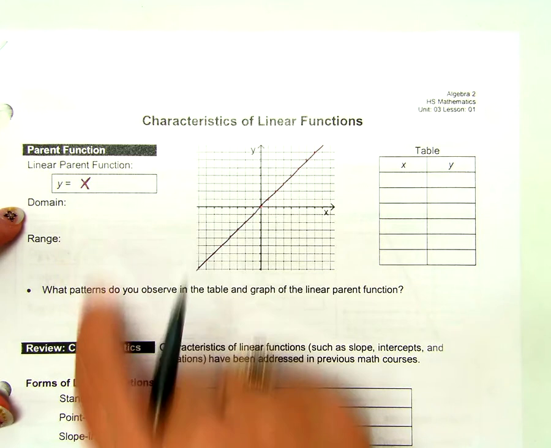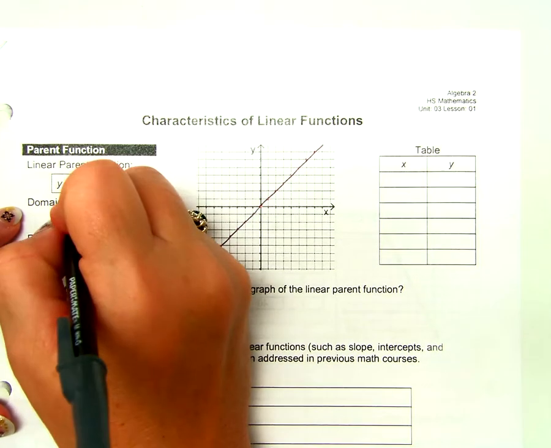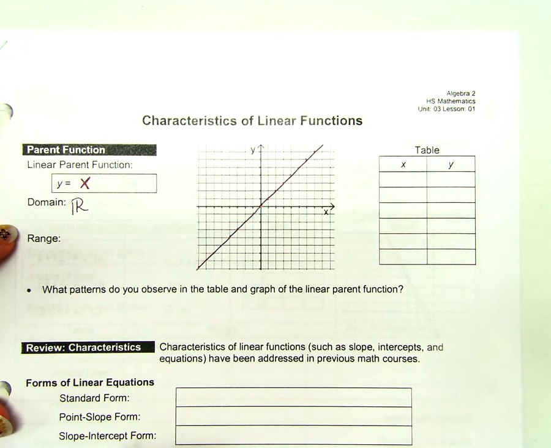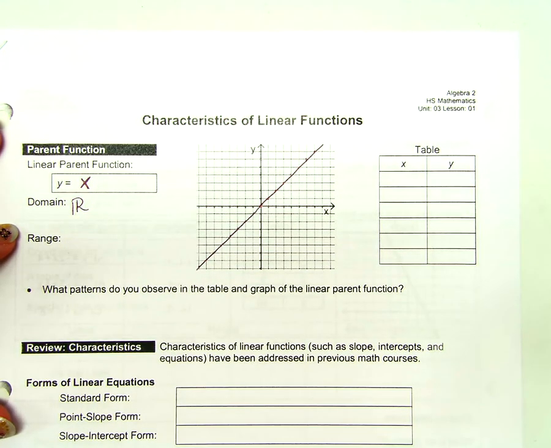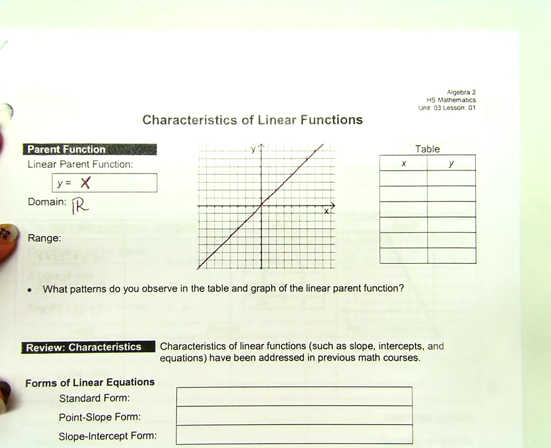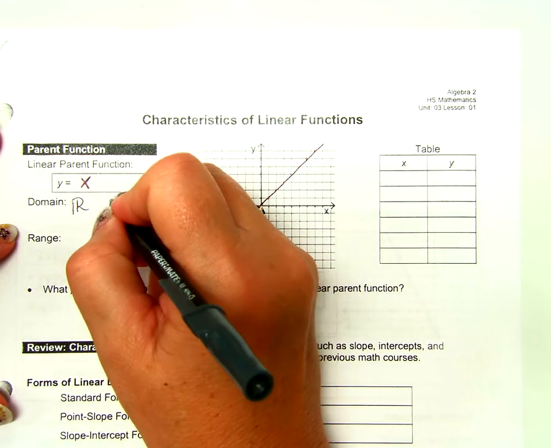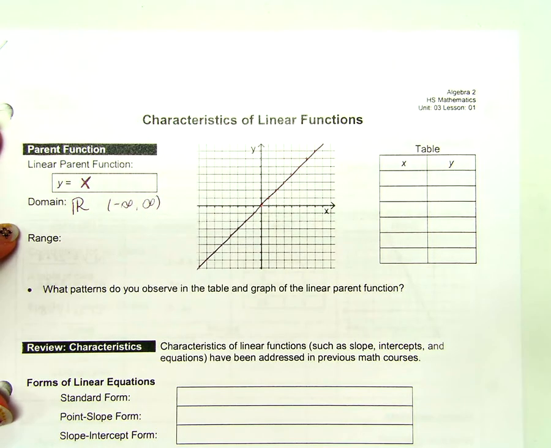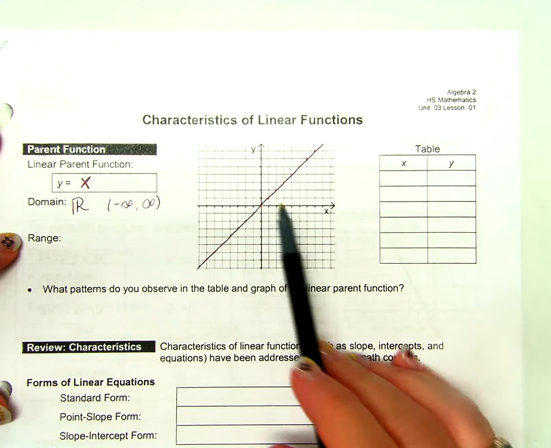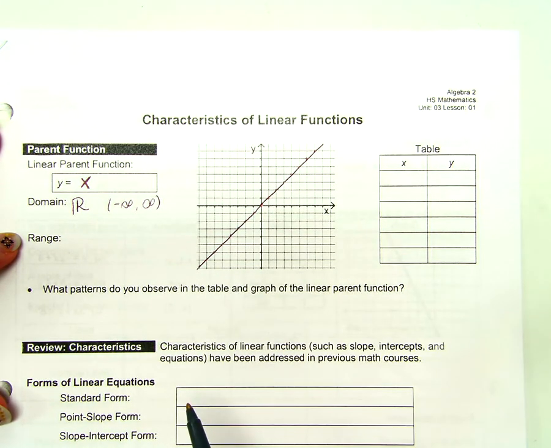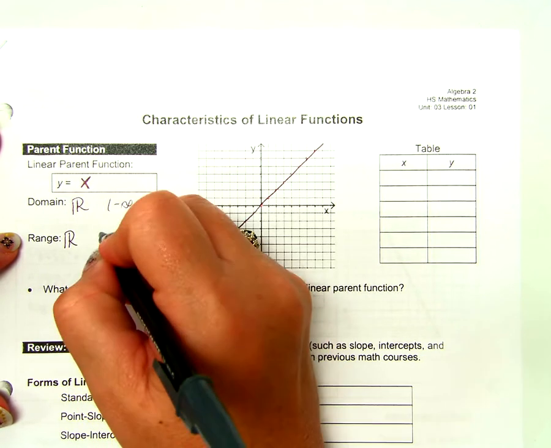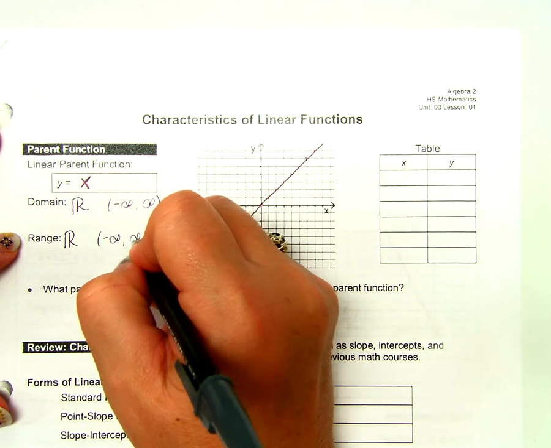So, what's my domain? It would be all real numbers, right? All real numbers, that is my set notation. How do I write it in interval notation? Do you remember that? Negative infinity to infinity. You remember that? Good. What's my range? How far down does it go? How far up does it go? Same, right? It's still all real numbers, or negative infinity to infinity.